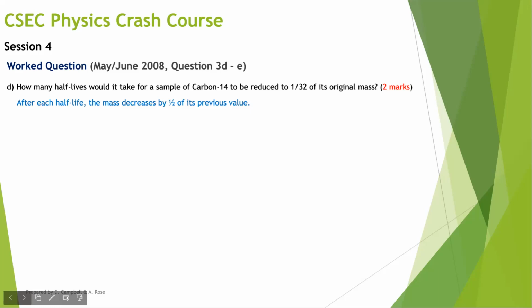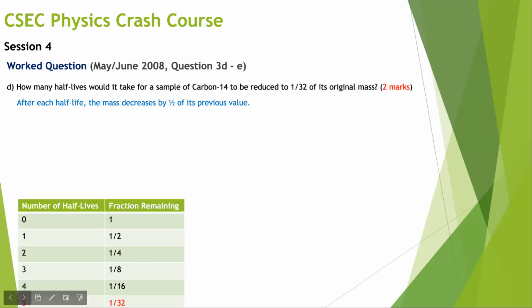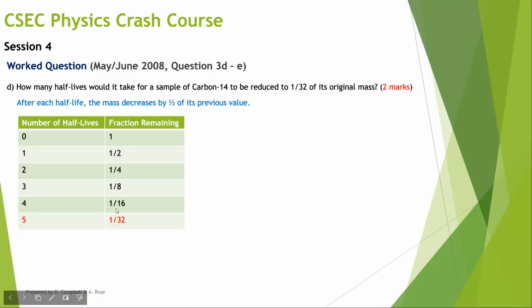So you can approach it in a number of ways. You can use a formula, or you can use a table similar to what we had earlier. So at 0 half-lives, all of the mass would be there, or the original mass would be there.